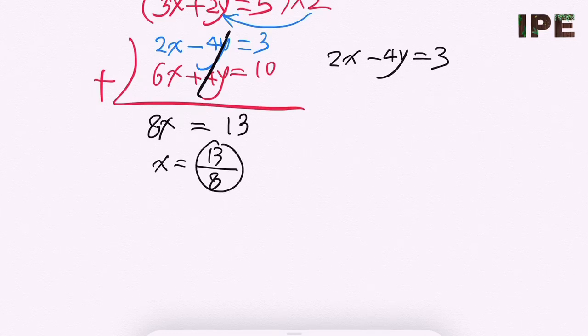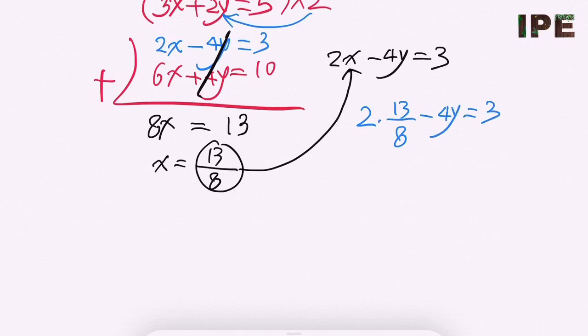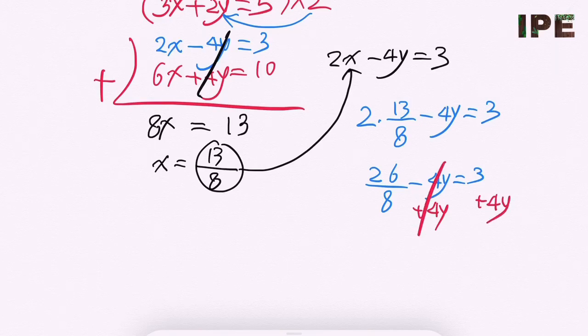So plug in 13 over 8 for x, and then 2 times 13 over 8 minus 4y is equal to 3. So 26 over 8 minus 4y is equal to 3. And then I'm going to add 4y to both sides. That'll be good. Then that cancels out, 13 over 4, I think. That is equal to 3 plus 4y. And then I subtract 3 from both sides.